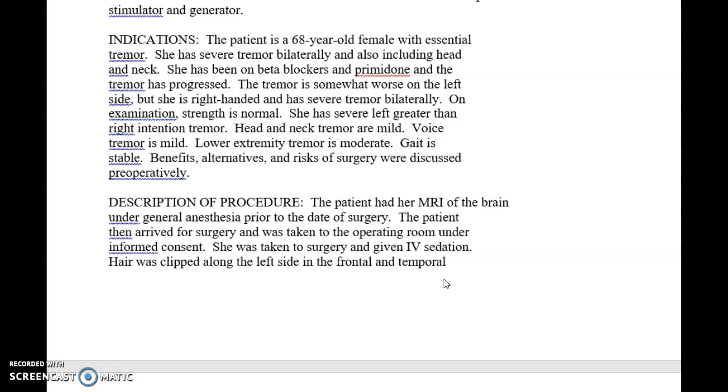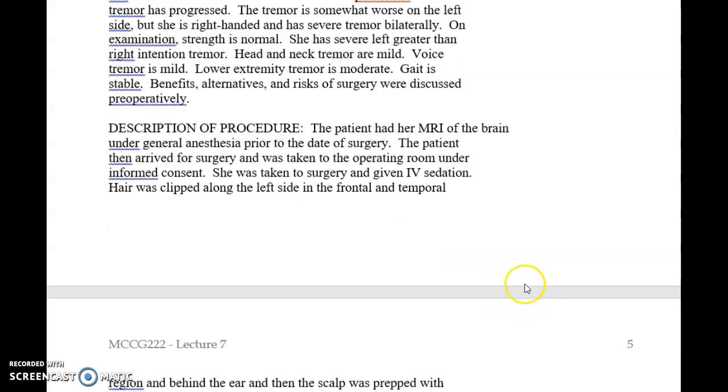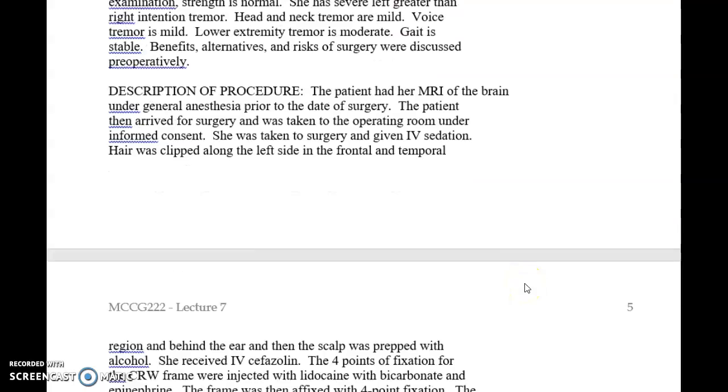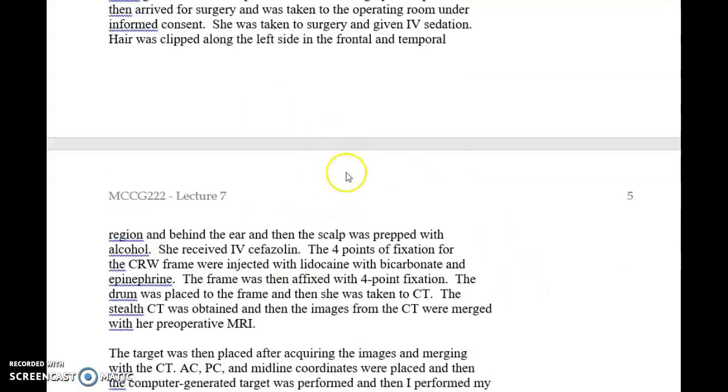Before surgery has even begun, they will take a CT or imaging another way. In this instance, the patient had an MRI brain under general anesthesia prior to the date of surgery, and then on the date of surgery, they had a CT done. I just want to point that out. I did not have you code the CT, as those are recorded separately, since they are not part of the procedure.